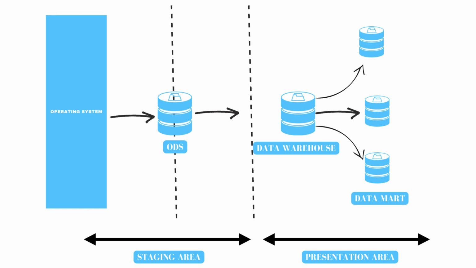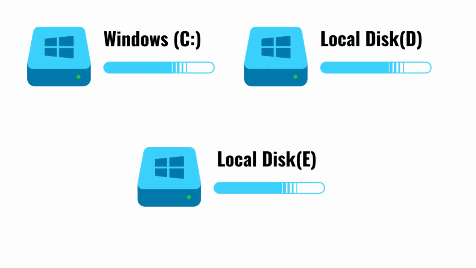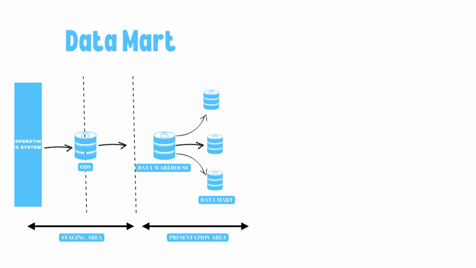But it is logically divided. Just as one hard disk is divided into C drive, D drive and so on, the same way here we logically divide the data warehouse, or one particular database, into multiple data marts. The data mart will have subject-oriented information based on the business.